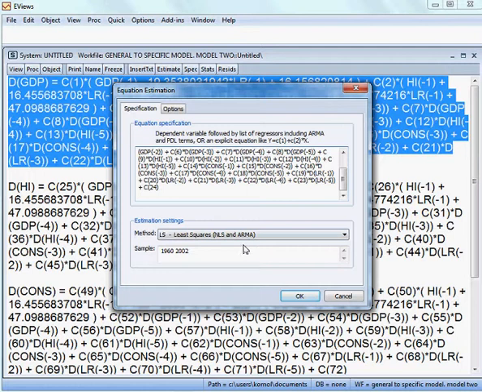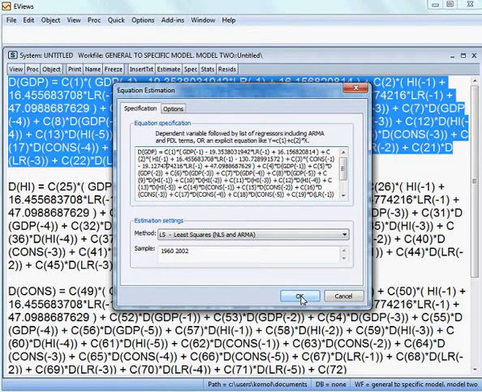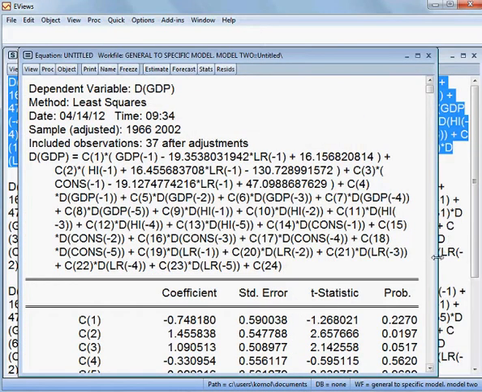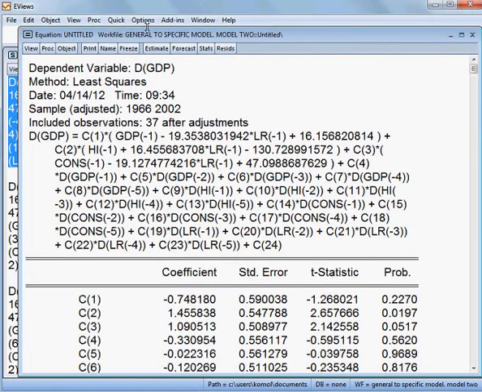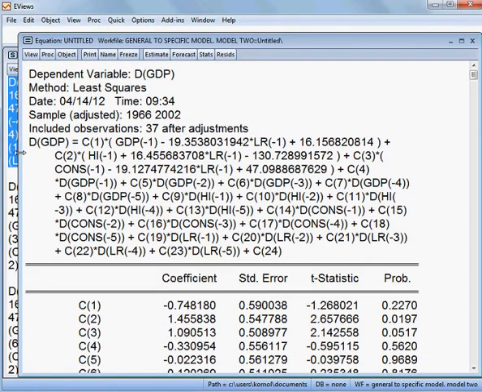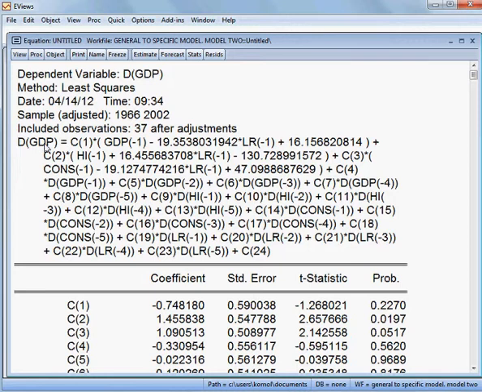And it is the least squares method, right? So I press OK. So this is the model I can see from here. This is our model, and GDP is the dependent variable.